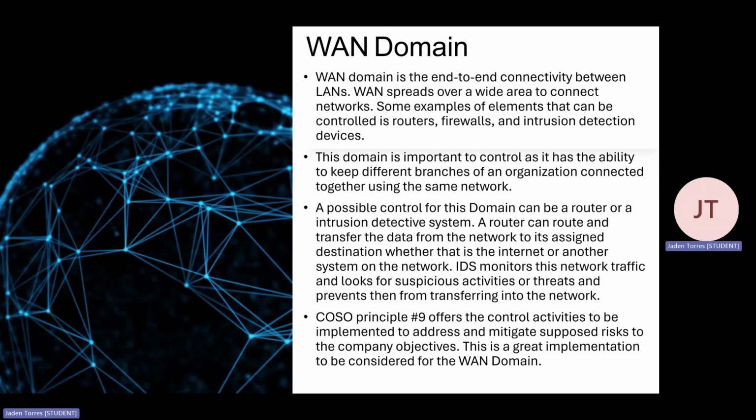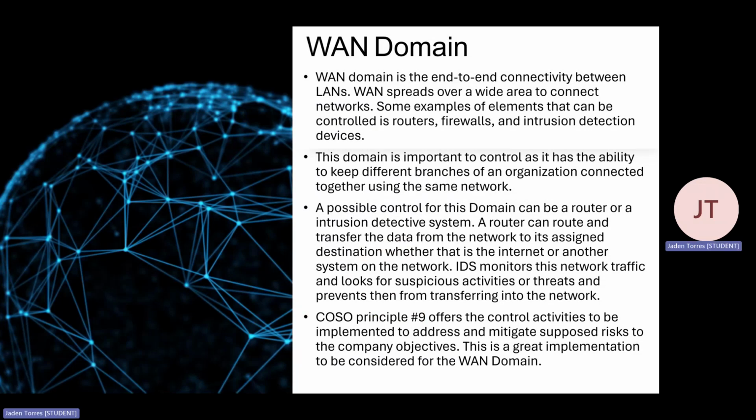Some examples of the elements that can be controlled under this domain are routers, firewalls, and intrusion detection devices. This domain is important because it has the ability to keep different branches of an organization connected together using the same network. A possible control for this domain that can be used in our organization is a router or an intrusion detection system. A router can transfer the data from a network to its assigned destination, whether it is the internet or another system on the network.